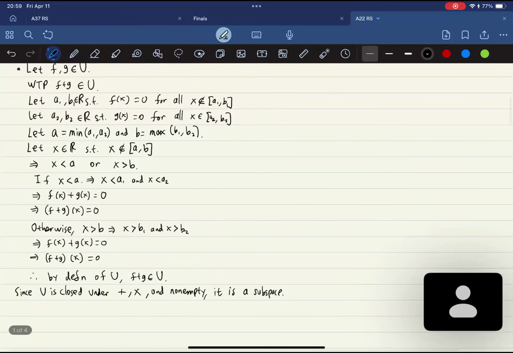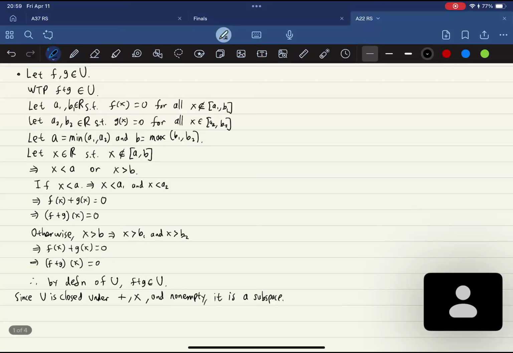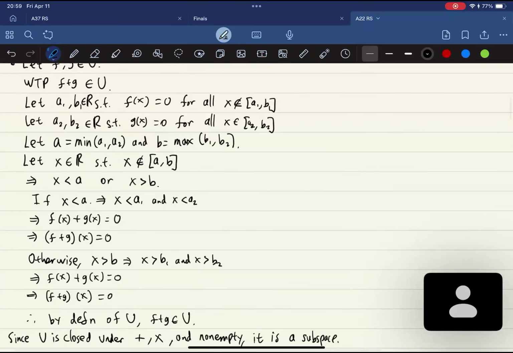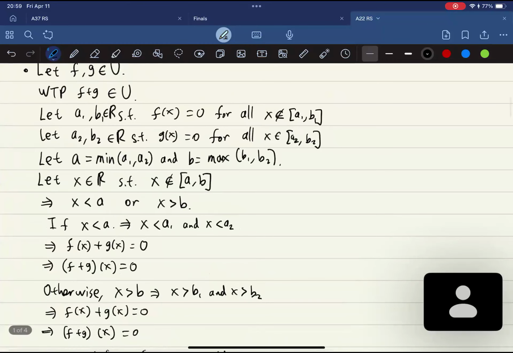So why did you choose min? We're choosing min for a and max for b because we want the choice of our x that is outside of the interval to be outside of both intervals, (a1, b1) and (a2, b2).